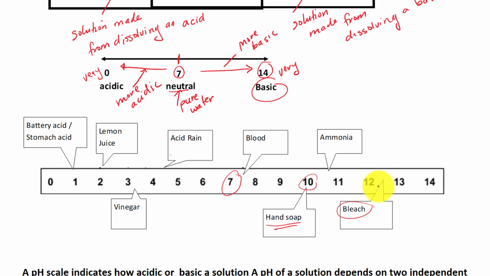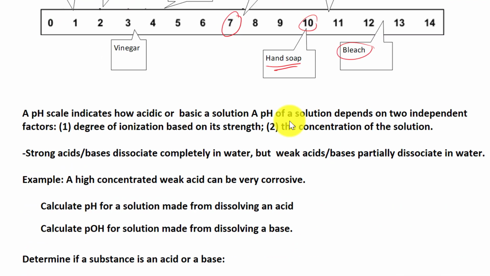So that is the pH scale. Now, we learned that the pH scale indicates how acidic or basic a solution is. But the pH of a solution depends on two independent factors. They are not related to each other, okay? And the first one is the degree of ionization based on its strength, based on the strength of an acid, either strong or weak.